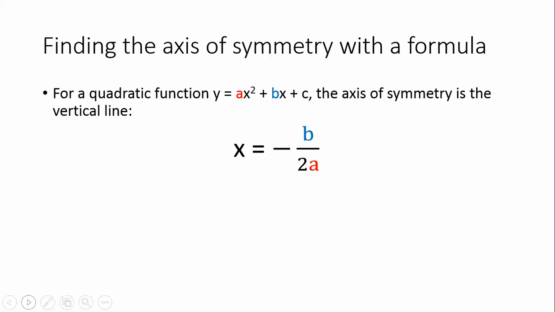Okay, now if you don't have the graph, there's actually a formula to help you find the axis of symmetry. For a quadratic function, y equals ax squared plus bx plus c, the axis of symmetry is the vertical line x equals negative b over 2a. Remember where a and b come from. a is the number in front of the x squared, b is the number in front of the x. So when you're just given the function, we'll do some examples. The axis of symmetry is found with the formula negative b over 2a.